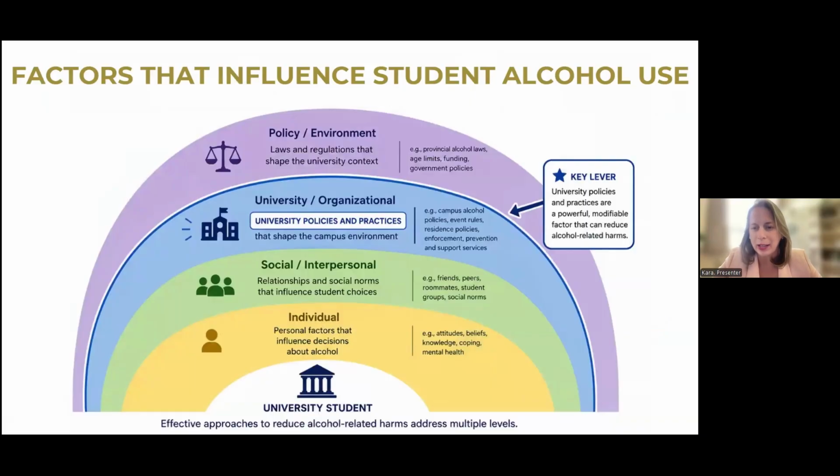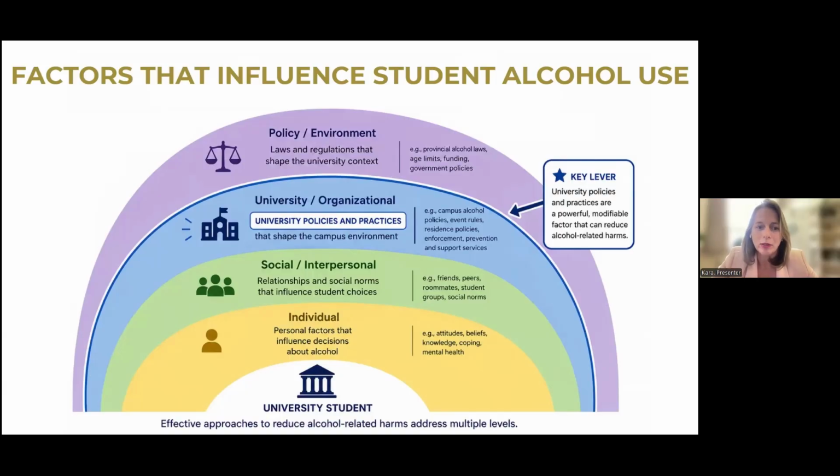So there's lots of factors that influence student alcohol use. At the individual level, students make decisions about drinking based on their attitudes and beliefs about alcohol, about their knowledge, about whether they're using it to cope or struggling with mental health. But student alcohol use is not only an individual choice. It's shaped by our environment and our norms and policies that surround students in these environments.